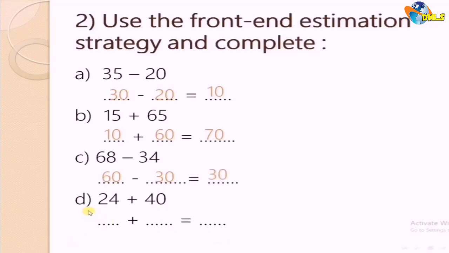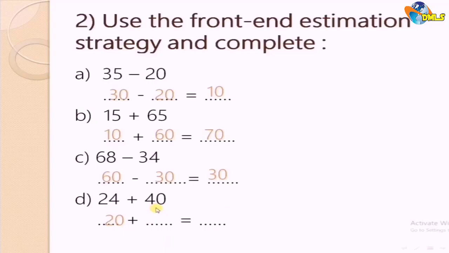And the last one, question D, 24 plus 40. We will estimate each number by itself and then we will add. To estimate 24, we look at the tens place because it is a two-digit number. The tens place here, I find in it 2. So the value of digit 2 is 20, so the estimation of 24 is 20.